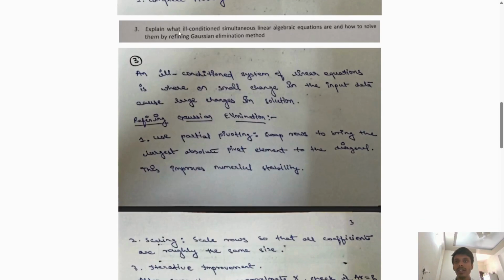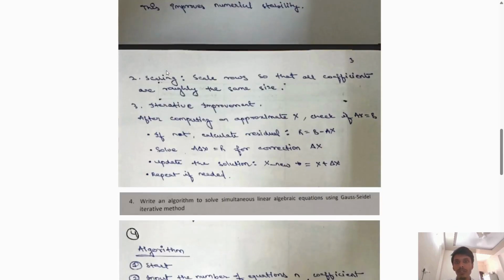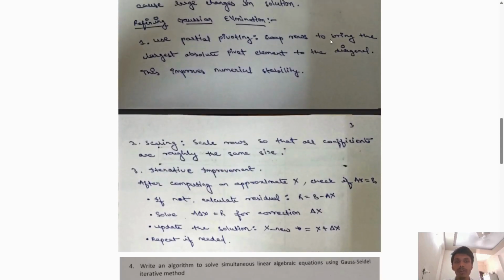The third question is: explain what ill-conditioned simultaneous linear algebraic equations are and how to solve them by refining the Gaussian elimination method. An ill-conditioned system of linear equations is one where a small change in the input data causes a large change in the solution. If we change the input data by a slight margin, the output changes very much, which is inefficient. For refining Gaussian elimination, we can use partial pivoting: swap rows to bring the largest absolute pivot element to the diagonal. This improves numerical stability.